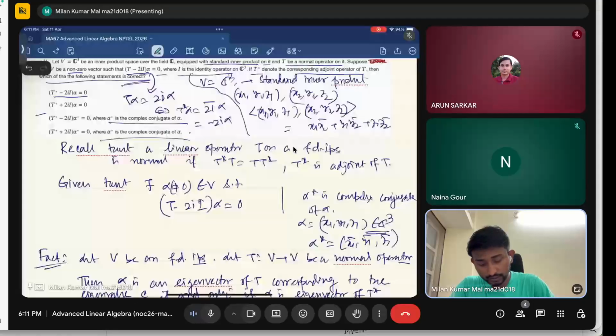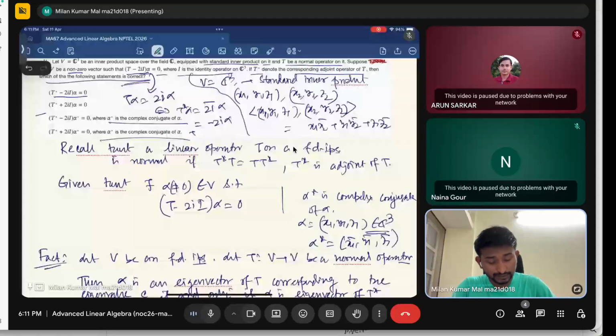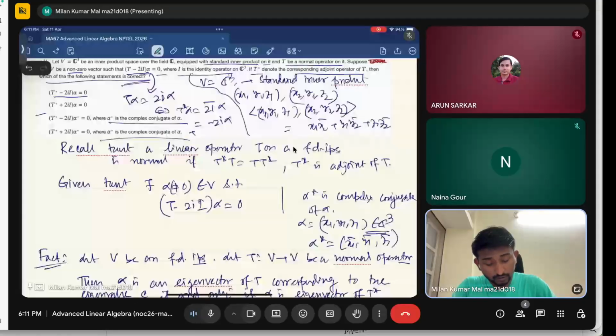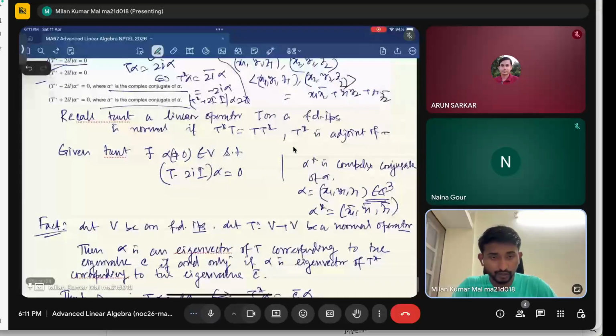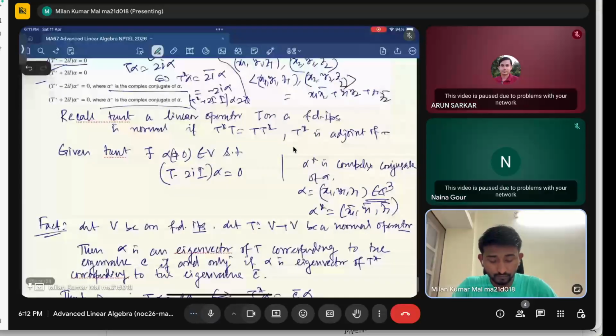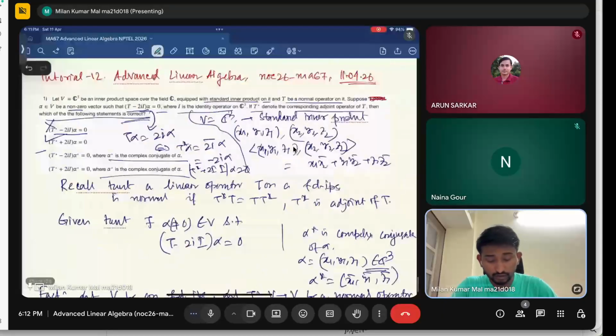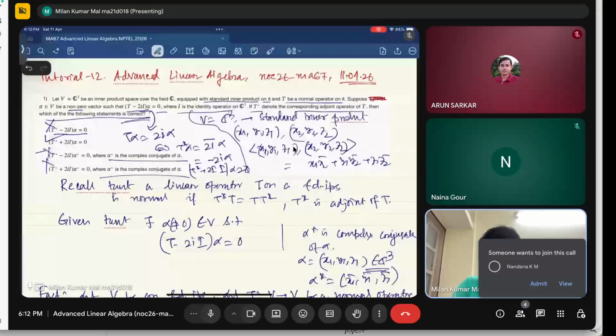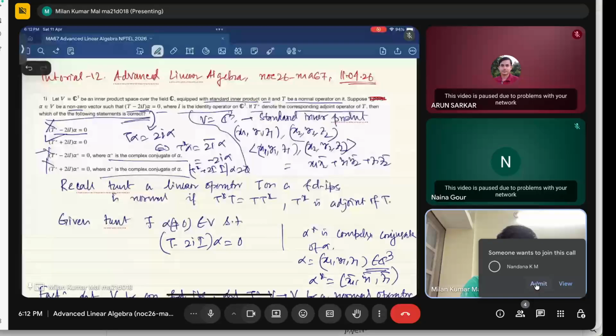The first option is of course not necessarily correct, because it is given that T alpha is equal to C times alpha if and only if T star alpha is equal to C bar times alpha. So the first one is not going to be true. The second one is correct, but the third and fourth ones are also not correct. You can give an example: consider T equal to 2i times the identity operator and alpha the vector 1, 0, 0. Not 1, 0, 0, that is not going to work.